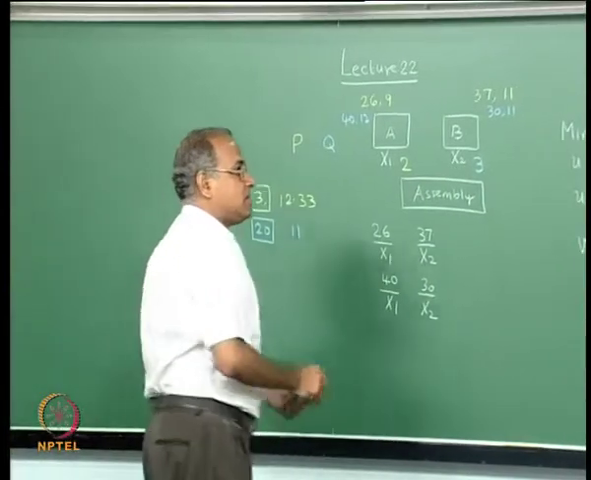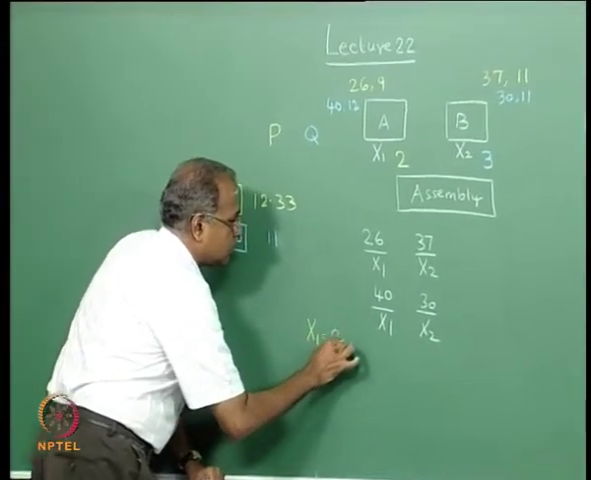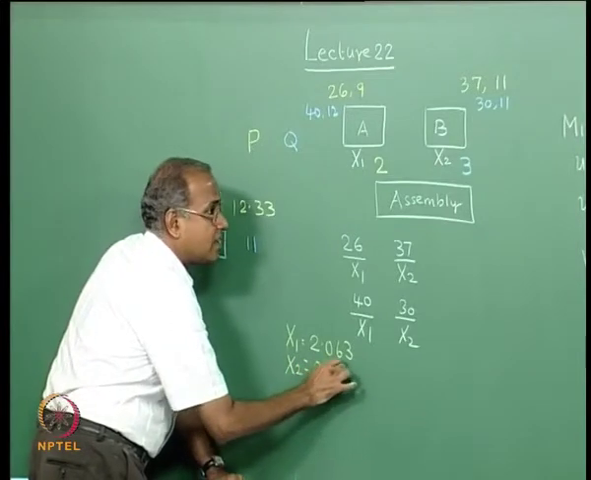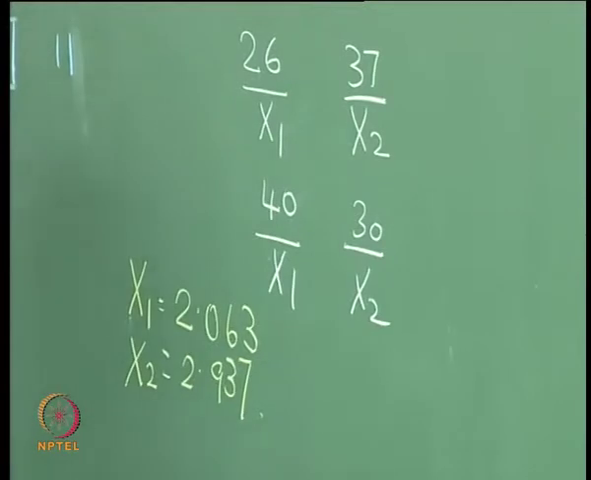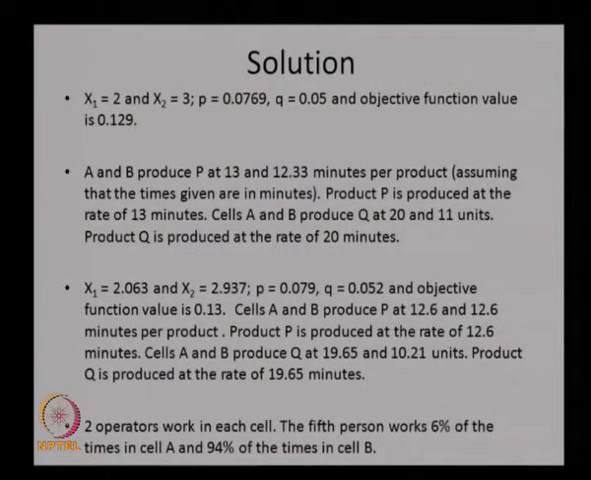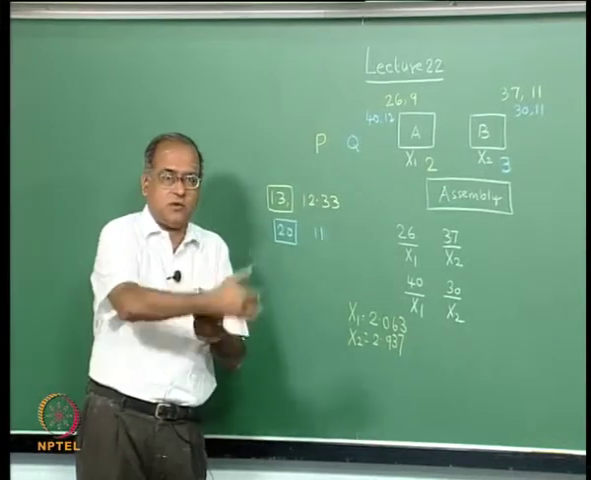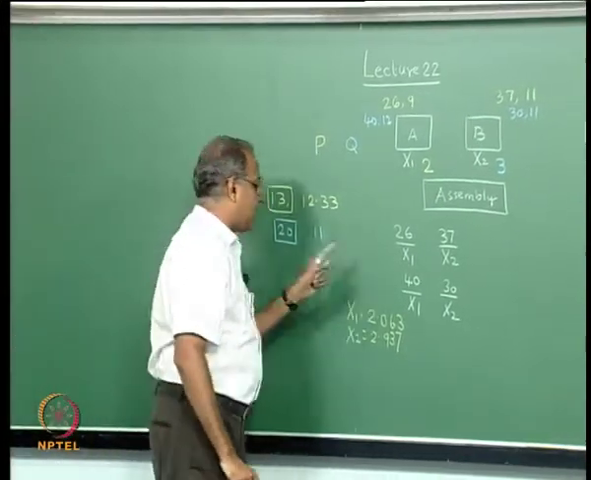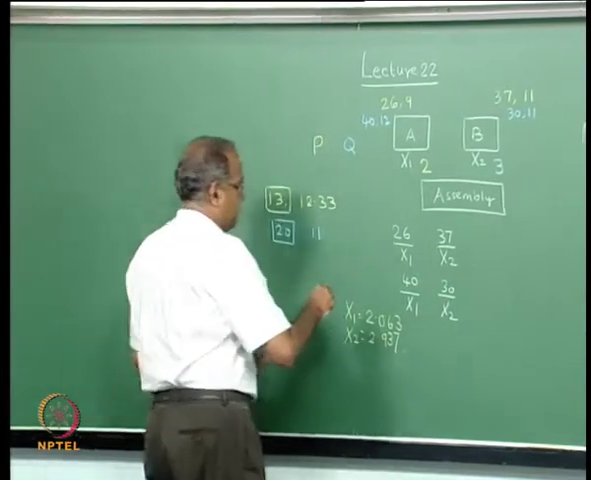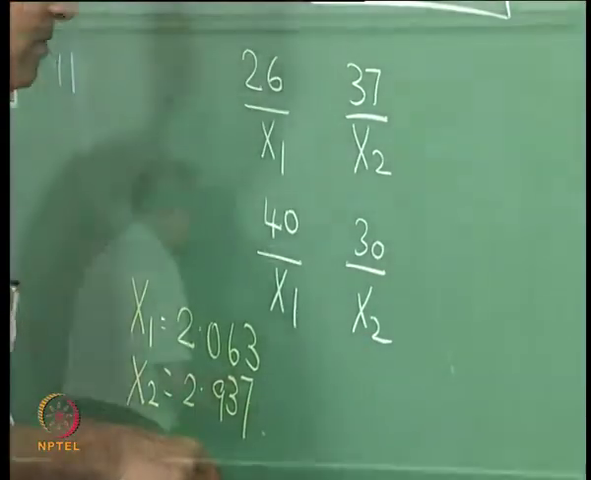But if we go back to the solution, the LP solution would be x1 is equal to 2.063 and x2 is equal to 2.937. So, we can once again do the usual reallocation. And then we would again come back to the solution, which is actually 2 and 3. When we do this allocation, we can give each of them their lower integer value. So, we would give 2 and 2 to both these cells.